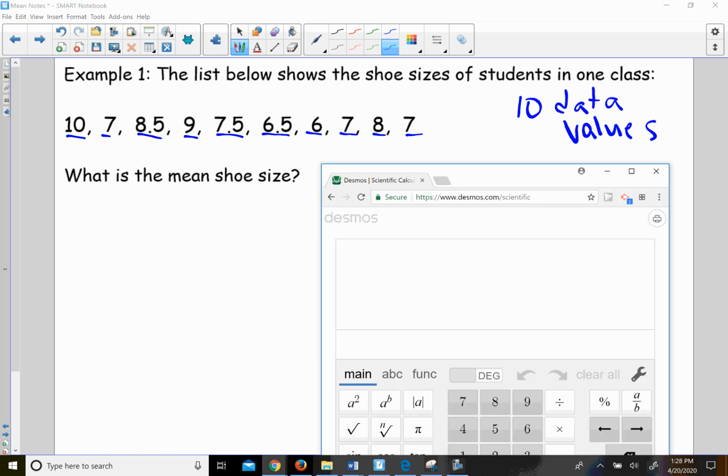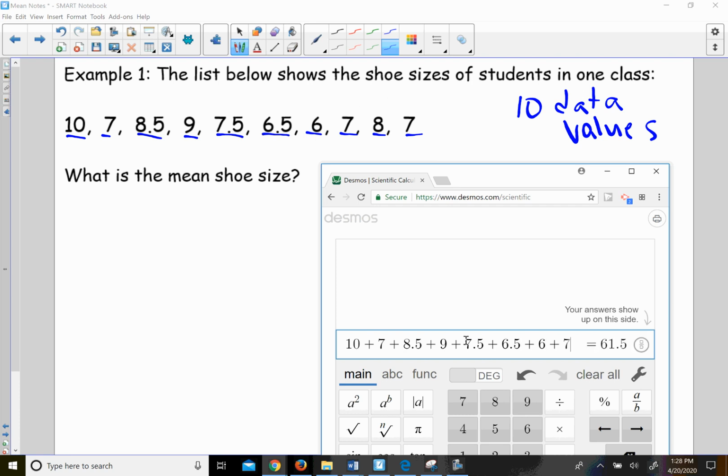So I'm going to take 10 plus 7 plus 8 1/2 plus 9 plus 7 1/2 plus 6 1/2 plus 6 plus 7 plus 8 plus 7.